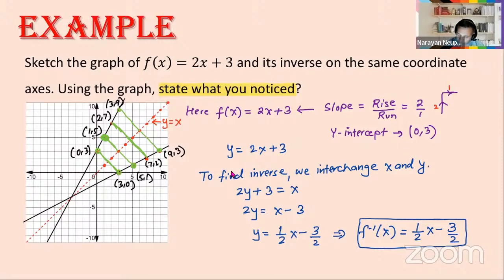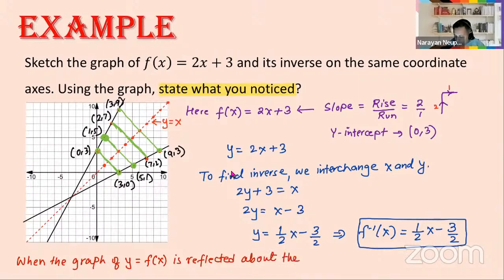So let's write that down. When the graph of y equal to f of x is reflected about the line y equal to x, we get the graph of y equal to f inverse x.